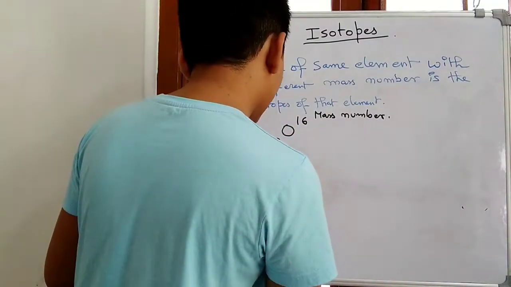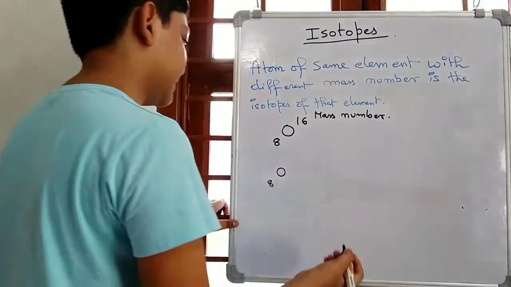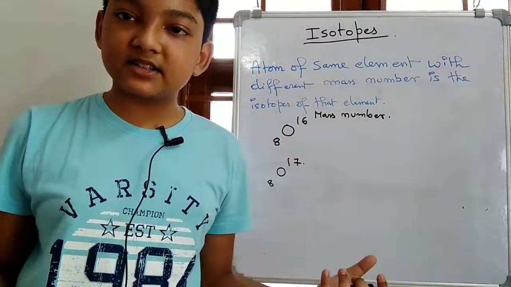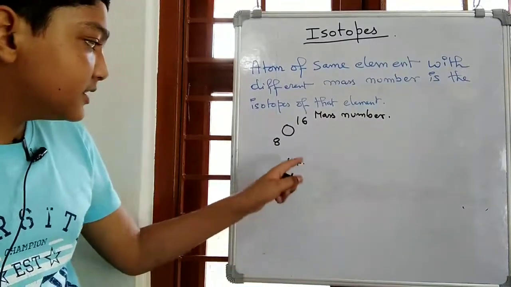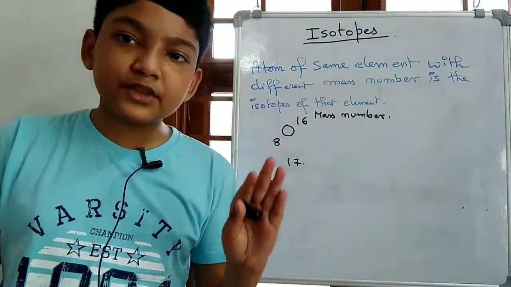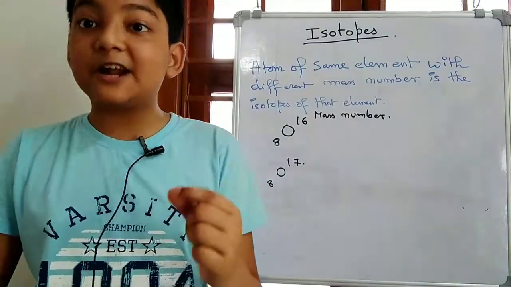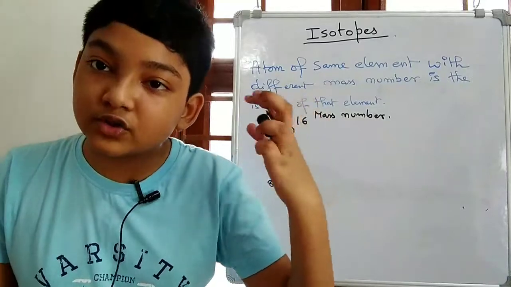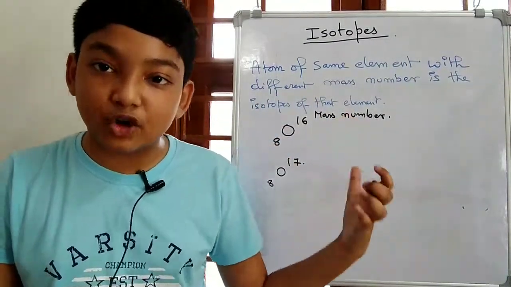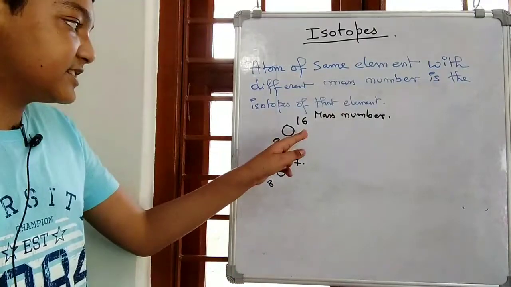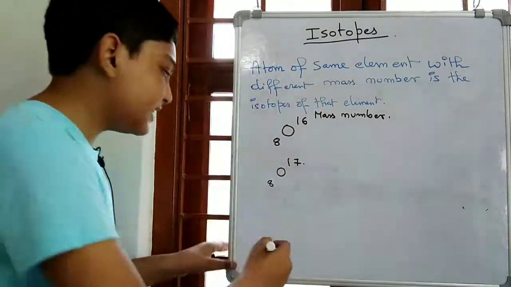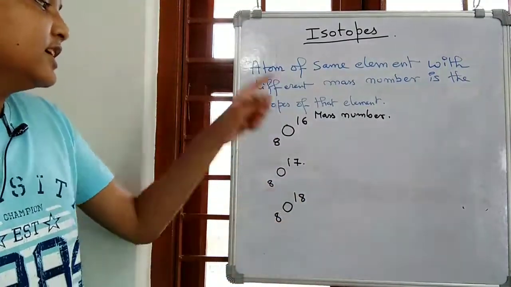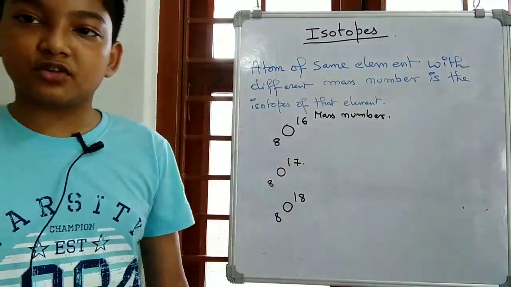This oxygen may also have 8 as the atomic number and 17 as the mass number, but this is of the same element. See, 8, 8. If the atomic number is the same, that means the element is also the same. The same kind of atom. This is oxygen, this is also oxygen. Another example, if we take 8 and 18, this is also oxygen.